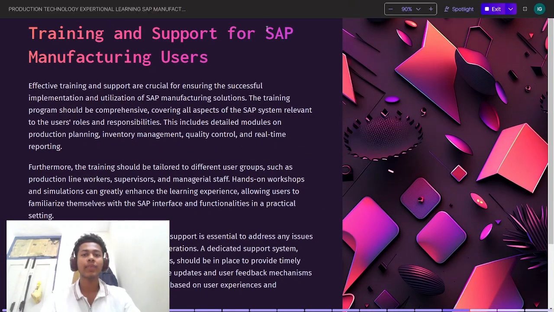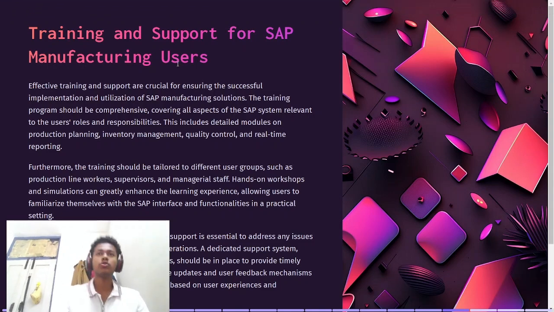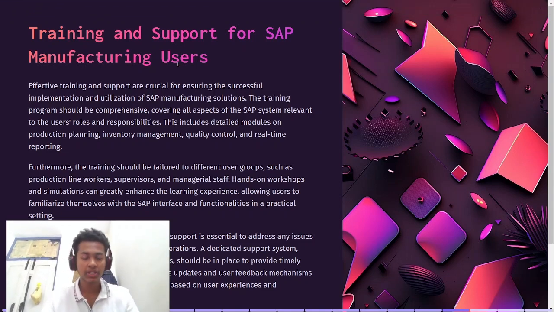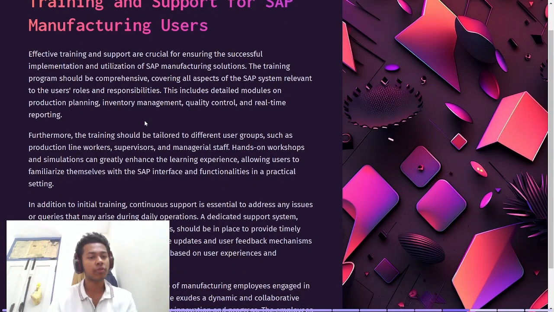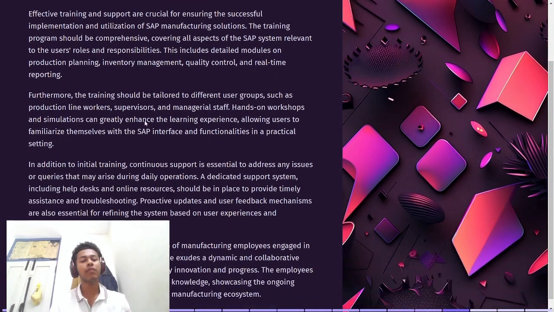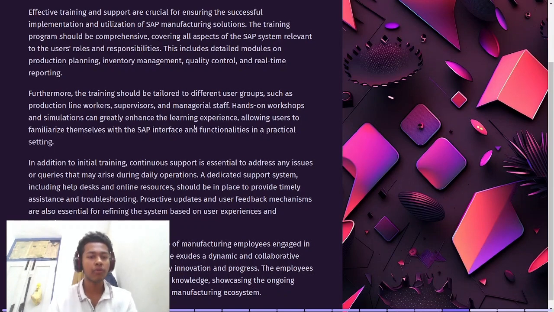The next slide is training and support for SAP manufacturing users. SAP is a complicated process, but as it is a good process, you need some training for the staff that are implementing the SAP. So the training program should be comprehensive, as mentioned, covering all aspects of the SAP system relevant to the user's roles and responsibilities. So it should be in modules teaching each person what they should do and what they should not do. It will basically be like an instruction. You should give the workers an instruction manual to tell them what they can do, what they cannot do. It will allow users to familiarize themselves with the SAP interface.